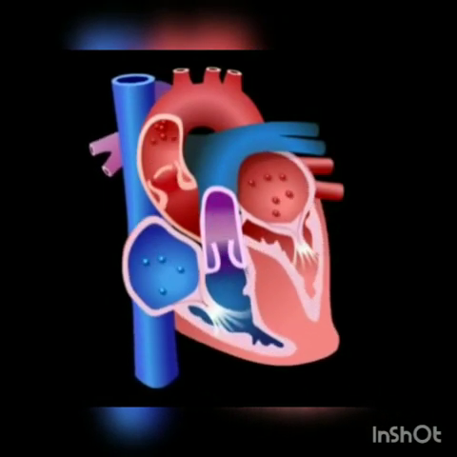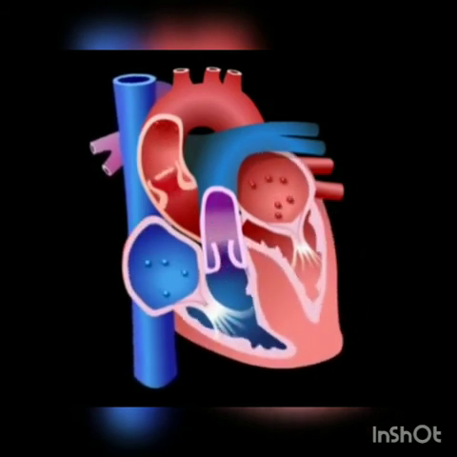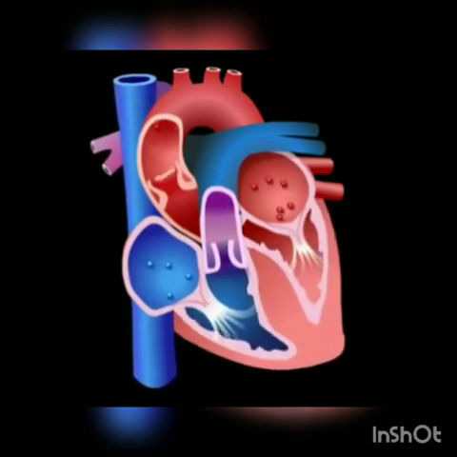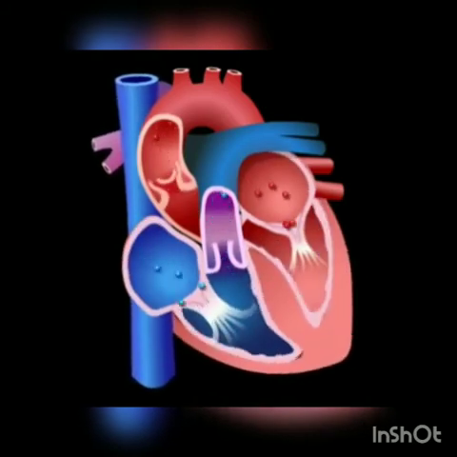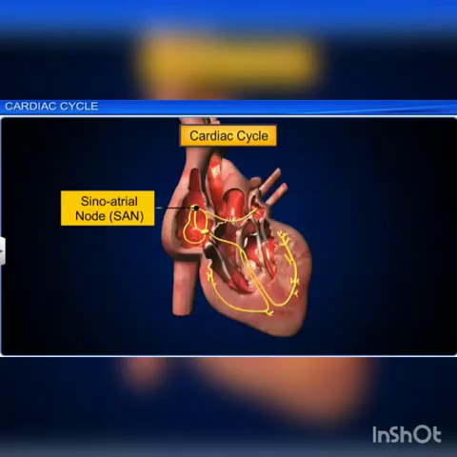So it is a very important 5-mark question. Right? So what are the different phases of this cardiac cycle? First one is the ventricular diastole. Second is the atrial systole. Next is the ventricular systole. And next is the ventricular diastole. Right? Next we move on to cardiac output.